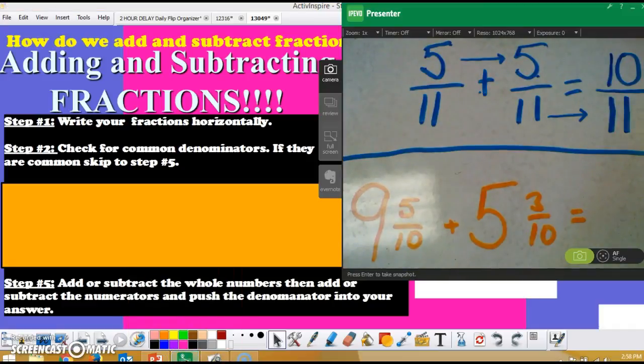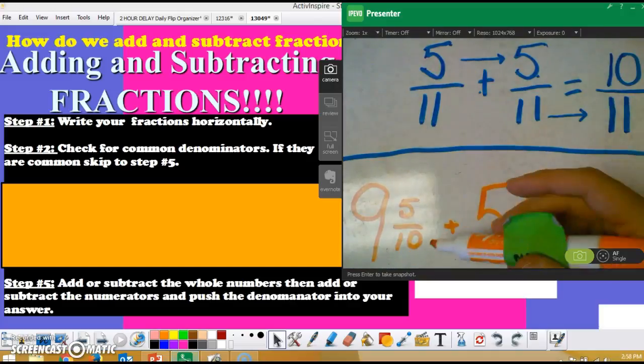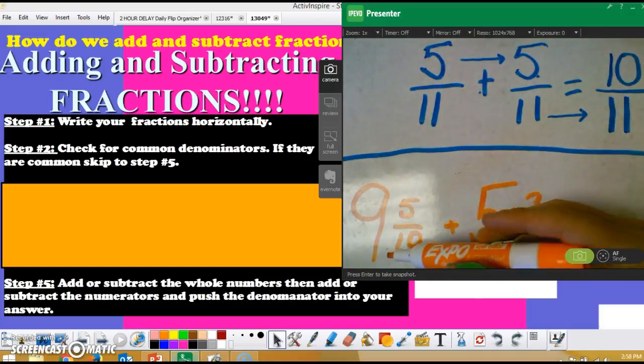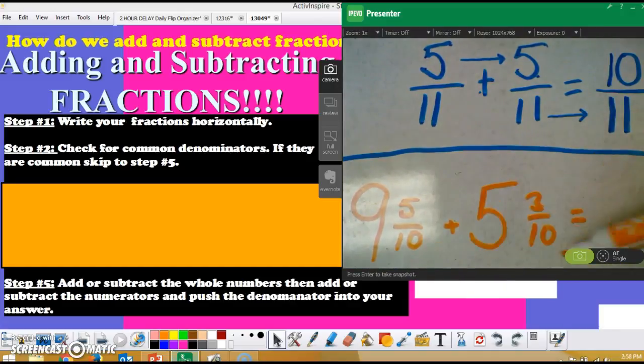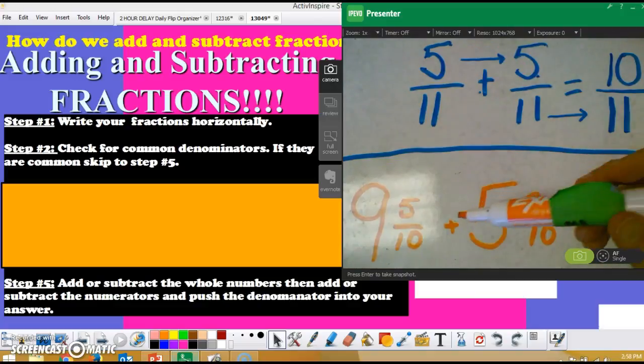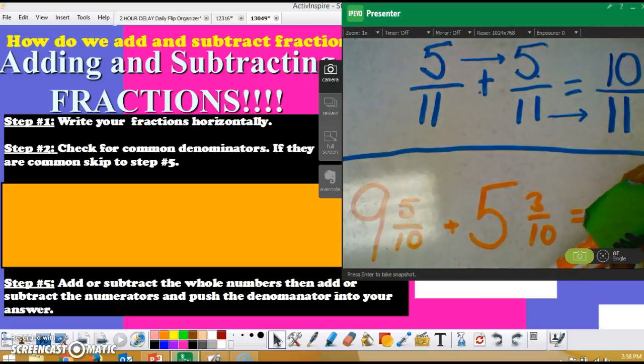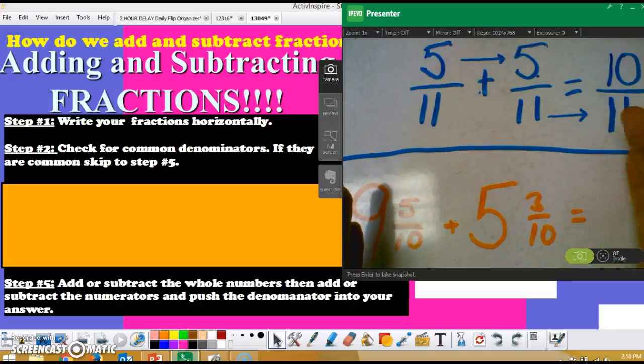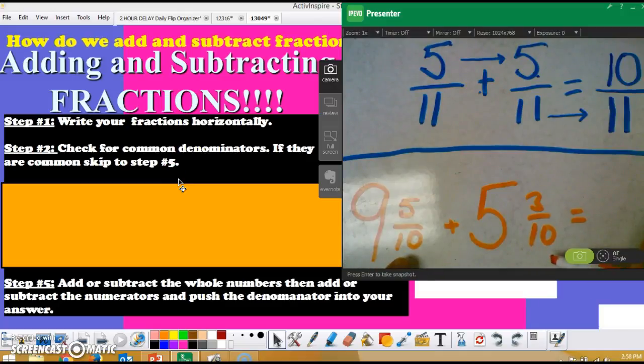So the first thing I need to do is follow step 1. Step 1 is to write your fraction horizontally. I've done that here. I've taken a vertical equation and I've created a horizontal equation. Horizontal means nothing more than writing it how we normally see it in our English language from left to right. Step 2, check for common denominators. Again, in this equation, I have common denominators. A denominator of 10 matches a denominator of 10, so I can skip down to step number 5.